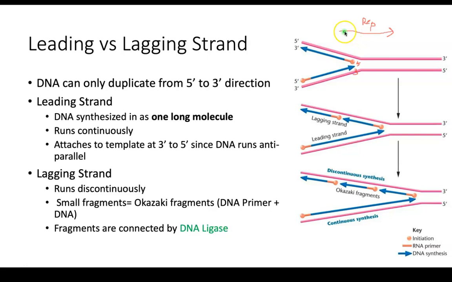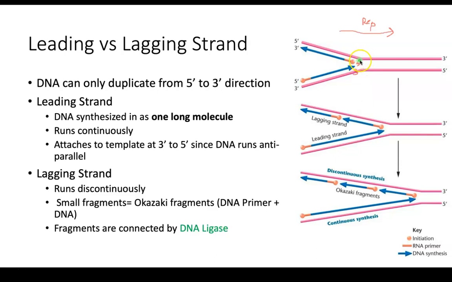Remember, our direction of replication is to the right, but DNA can only move from 5' to 3'. So in this leading strand, it has no problem going from 5', you see 5, running to 3'. It's going 5 to 3, 5 to 3, all the way from the top or at the bottom. It's 5 to 3.